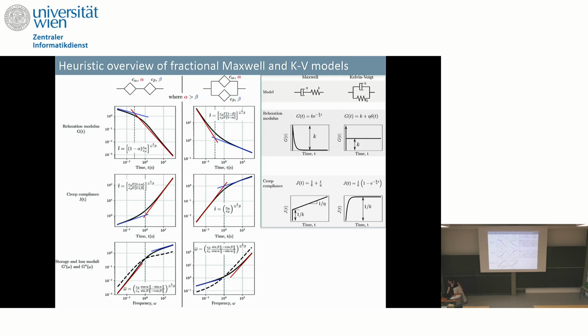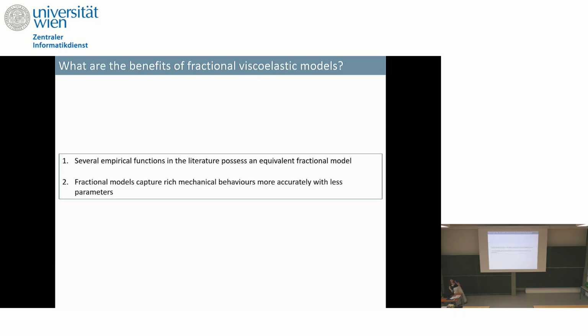I'm going slightly faster on this one because now I want to go to, so I said that there are some disadvantages of the fractional ones, but there are also some advantages. So let's look at some of them. One of them is that several empirical functions that you can find in the literature can actually be described as fractional models. So we can fit them within the same framework, so we can then compare the parameters. And the fractional models allow us to capture complicated behavior with fewer parameters.